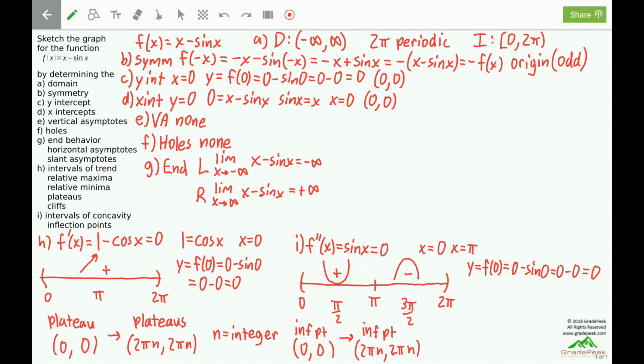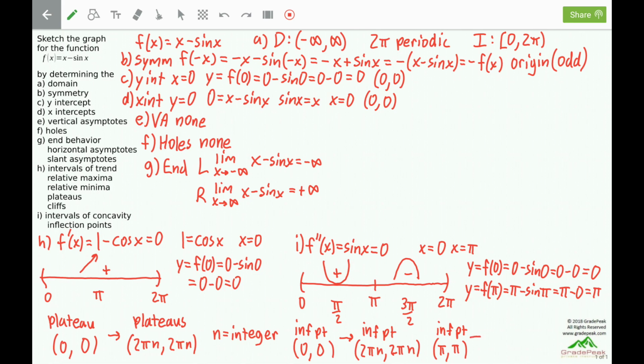Right at the candidate number of x equals pi, again, we have the concavity changing from concave up to concave down. So x equals pi is also going to be an inflection point. We have an x-coordinate of pi, and we have a corresponding y-coordinate that can be found by plugging the x-coordinate into the original function. So y equals f of pi, which is pi minus the sine of pi, which is pi minus 0. Pi minus 0 is pi. So we have a corresponding y-coordinate of pi.